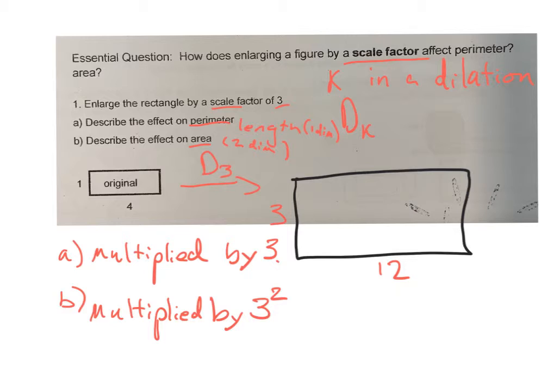So the number up top corresponds to the dimension, and the scaling factor is the base of your exponent. So here you could rewrite this as 3 to the first for length, which only has 1 dimension.